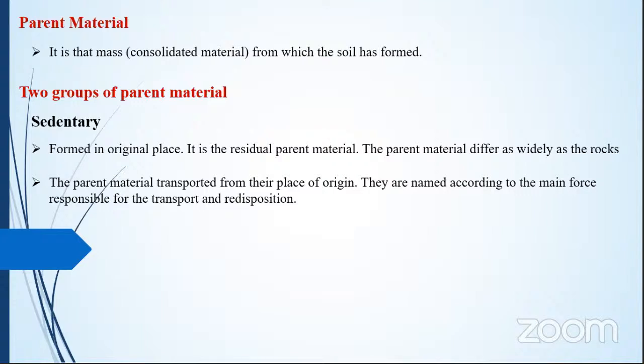There are two types of parent material. One is sedentary. Sedentary means, students, the rock is formed in the same place where the soil will be formed. There will be no transportation. There is no sedimentation, nothing. The rock is formed in one place, and in the same place of origin of the parent material the soil will be formed.